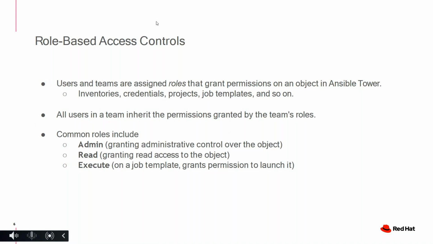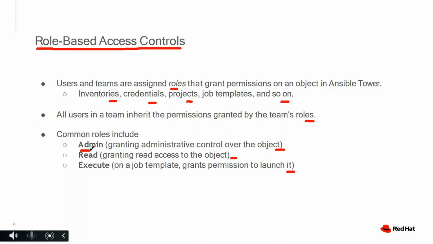Role-based access control. Users and teams are assigned roles that grant permission on an object in Ansible Tower, like inventories, credentials, projects, job templates, and so on. All users in a team inherit the permissions granted by the team roles. Common roles include admin, granting administrative control over the object. Second, read, granting read access to the object. Execute, on a job template, grants permission to launch it. So these are all core tasks for role-based access control.